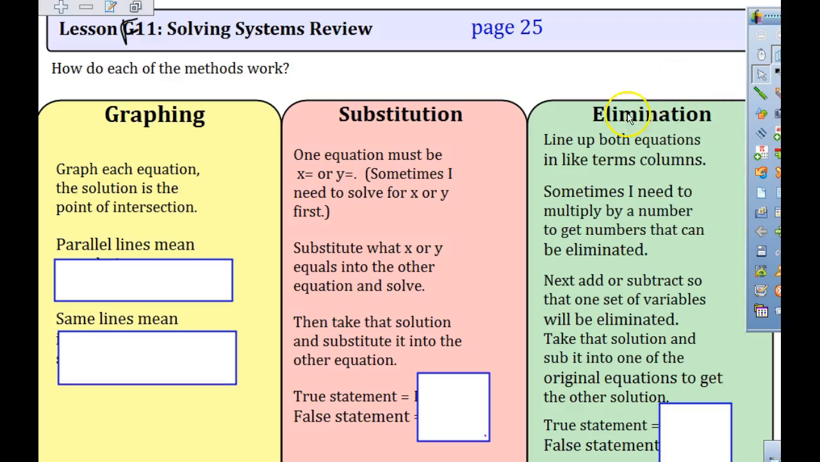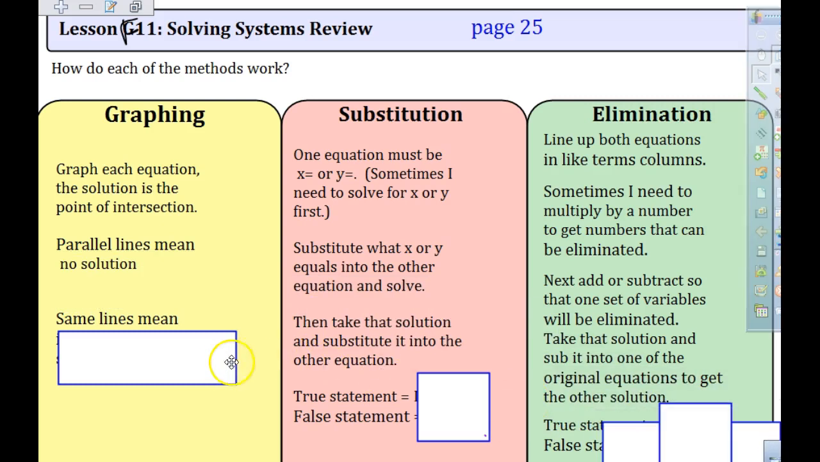On your test Friday, you are going to have to show me that you can solve them the different ways. So the first way is graphing, that's what we learned when we started. We graph each equation. The solution for that is going to be an ordered pair, an x, y. But if you have two parallel lines, you're going to have no solution.